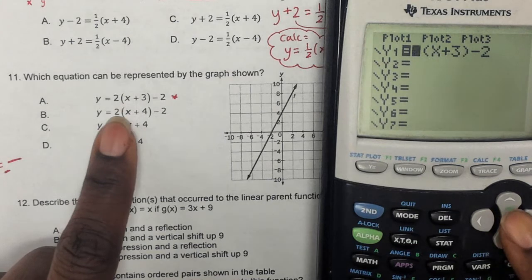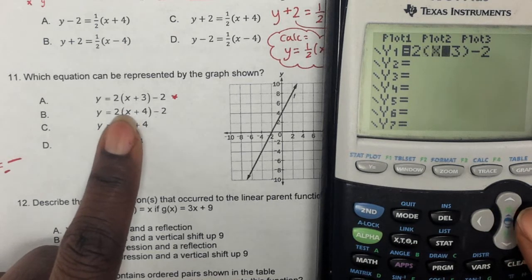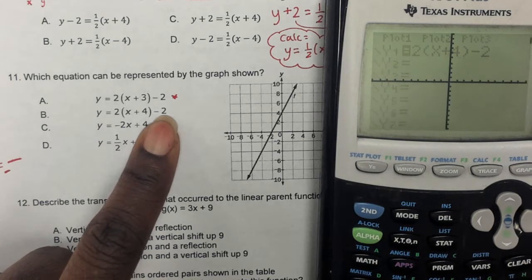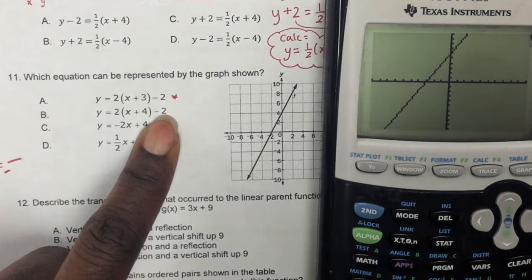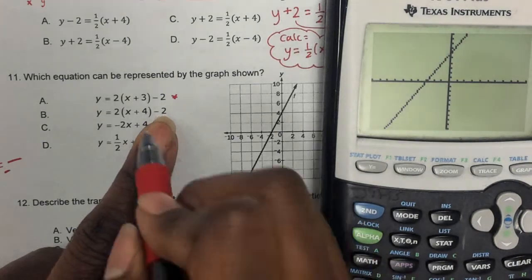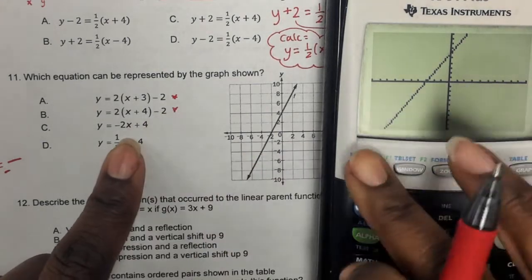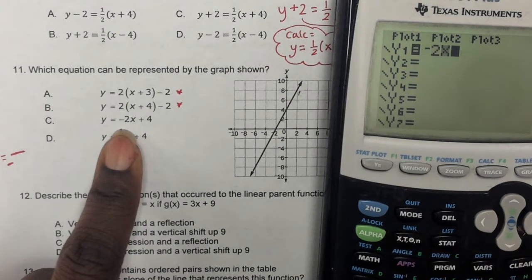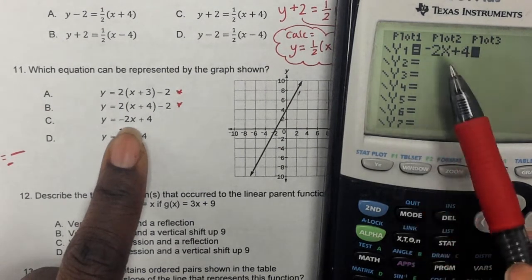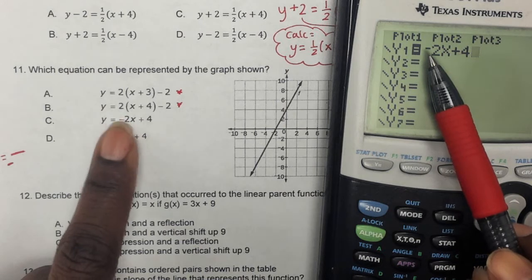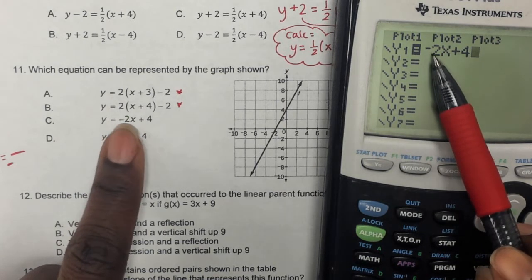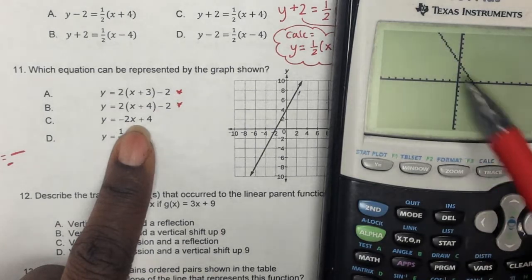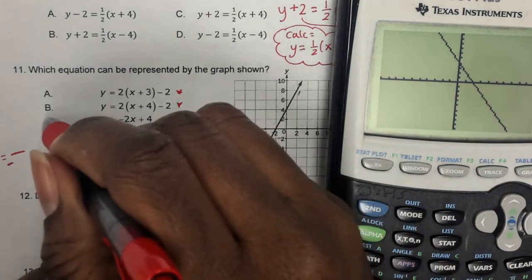So the next one says 2 parentheses x plus, I'm going to change that to a 4, and then keep the minus 2. I'm going to press graph and see, does that look, yeah, that looks like it could be a possibility also. So I'm going to just put a star. Let me go to the next one. C, negative 2x plus 4. That's where the negative comes in. This is a negative because it's sticking right in front, so that's a negative 2x plus 4. Press graph. Oh, that one is completely different. So I know the answer cannot be C.